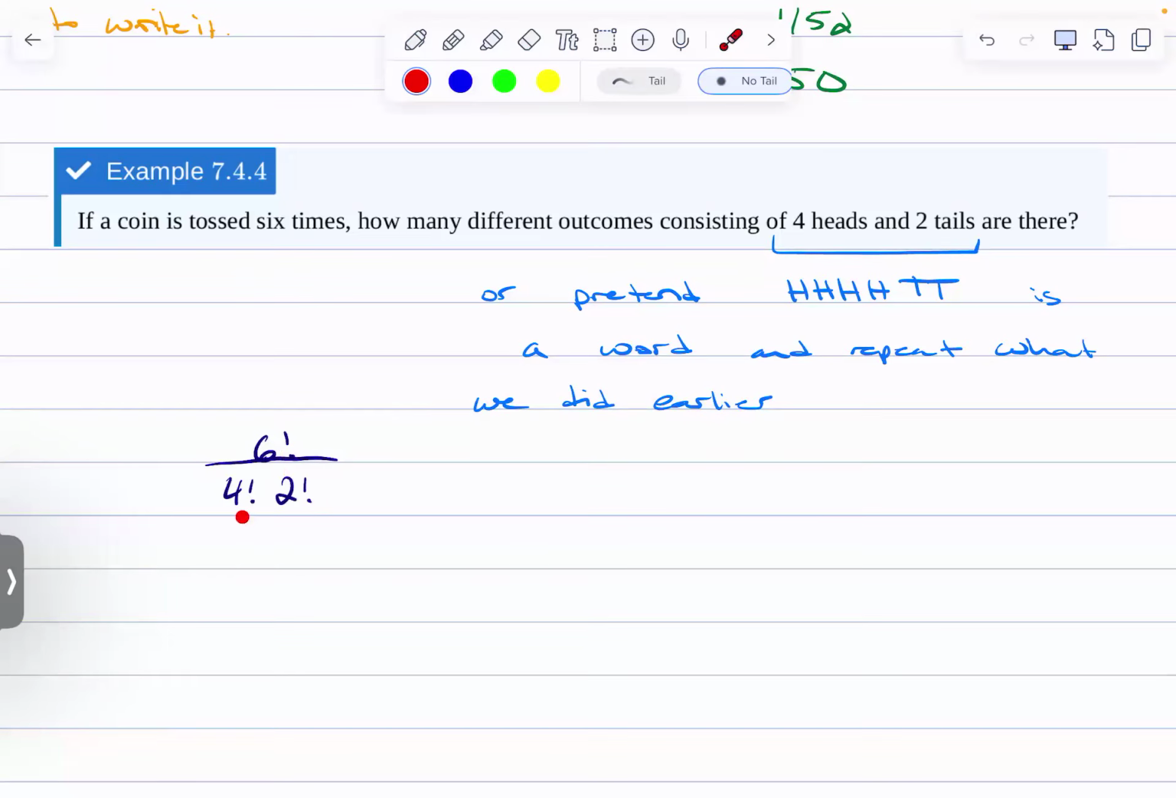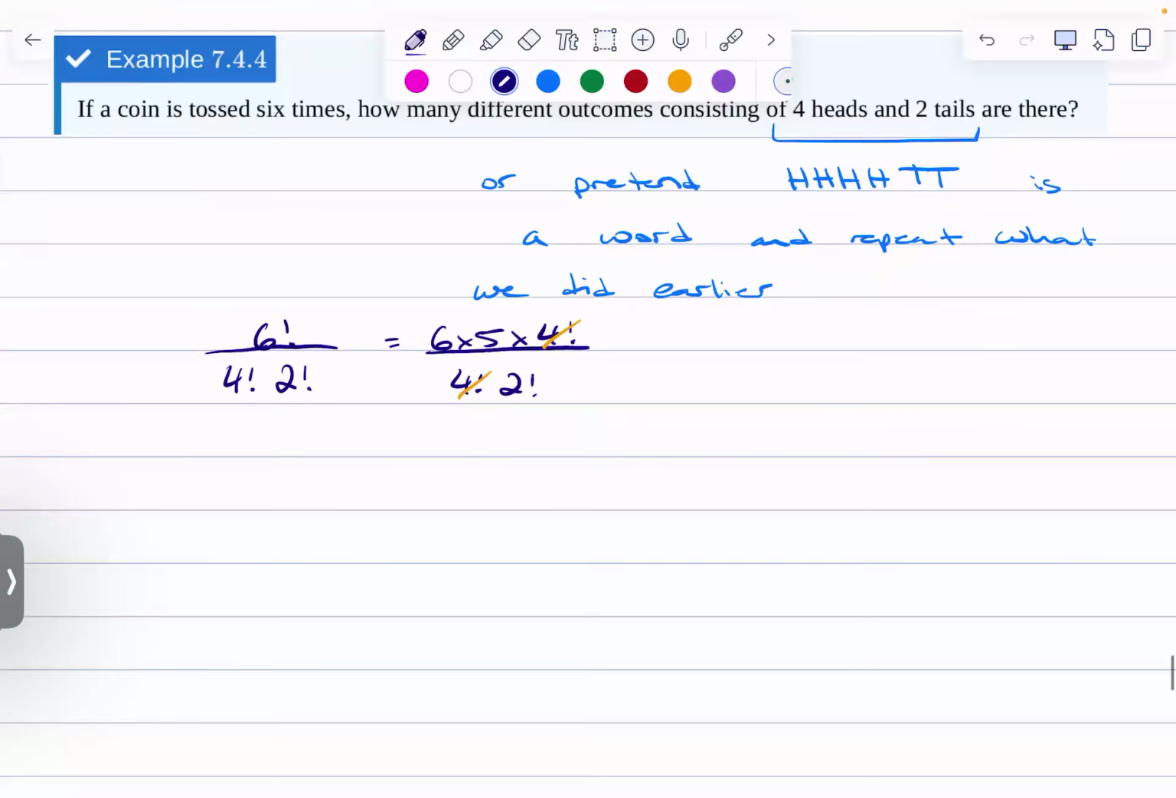If you don't have a factorial button on your calculator, here's a trick. Remember how we wrote out 6 factorial until you hit the factorial in the denominator? What you want to do is write it out until you hit the bigger factorial. So in this case, 6 times 5 times 4 factorial divided by 4 factorial 2 factorial. Since I'm just multiplying and dividing, this 4 factorial and 4 factorial cancel. So now 6 times 5 divided by 2, I'm going to go with 15.